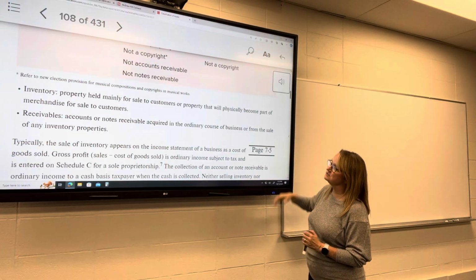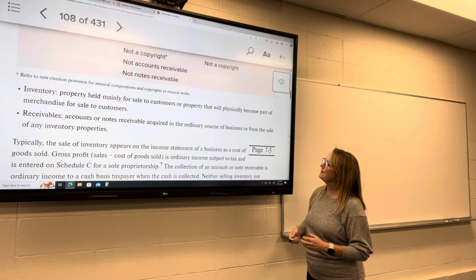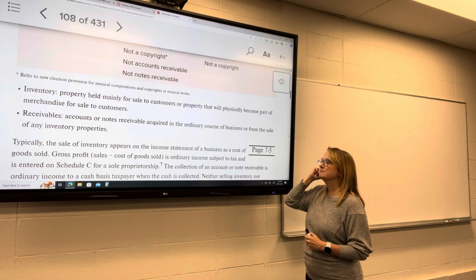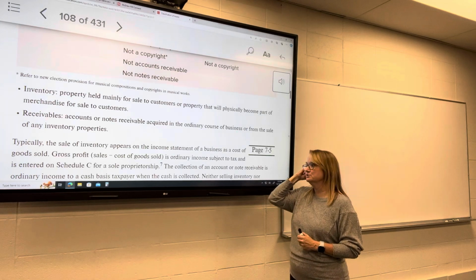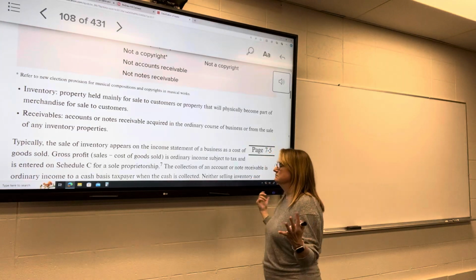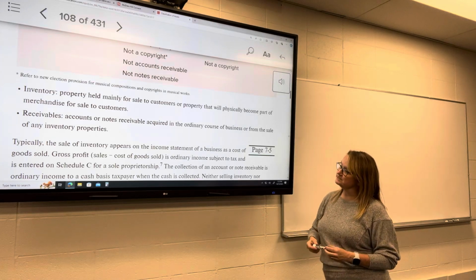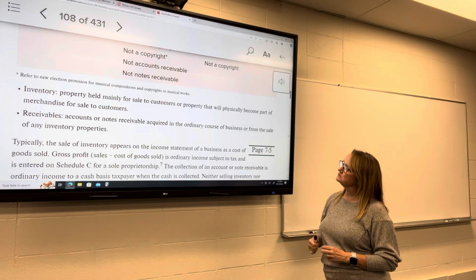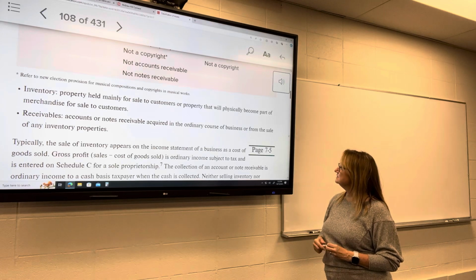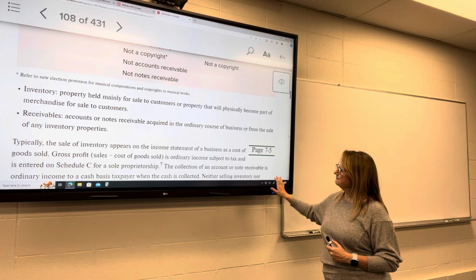So some definitions here, again. Inventory is property held mainly for sale to customers, or property that will physically become part of merchandise for sale to customers. Obviously, if we sell inventory, it's just in the course of business, right? Receivables are accounts or notes receivable acquired in the ordinary course of business or from the sale of any inventory properties.